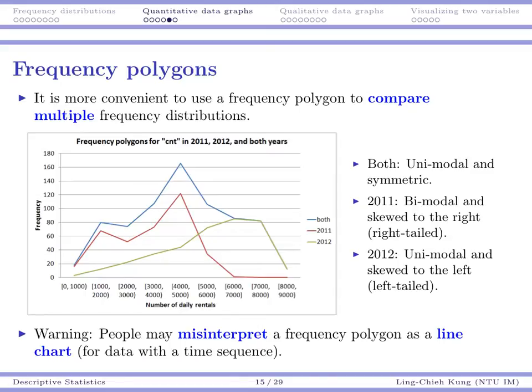Okay, so when you see these lines, then you can somehow understand whether in this year most daily rentals are large or relatively small. Okay, if you instead use three separated histograms and put them together, your graph will be somewhat messy, and it will not be as easy as drawing three lines on one single plot. So when you want to compare multiple frequency distributions, frequency polygons would be better than a lot of histograms.